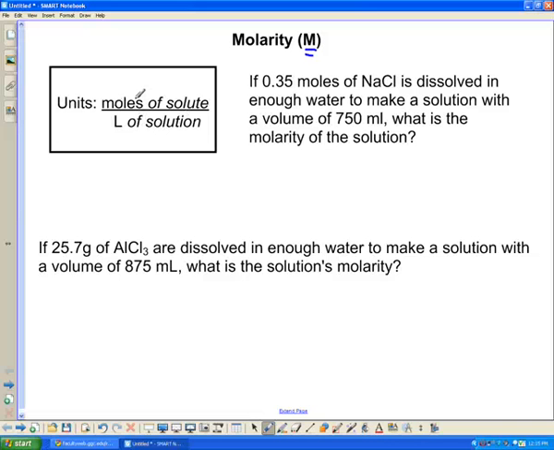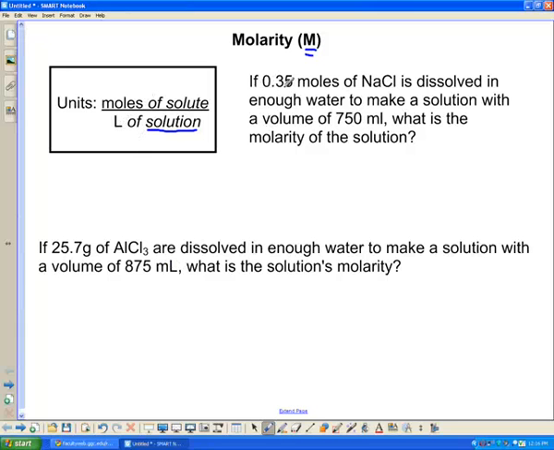And so, like I said, you have the moles of solute, and then you have the liters of solution. And it's important to stress that this is solution. It doesn't say solvent, it doesn't say anything else, it says solution. So in order to calculate the molarity of any solution, you need two things. You need the moles of your solute and the volume of your solution in liters. So I have two examples here. One's more simple than the other, but we'll do the simple one first.